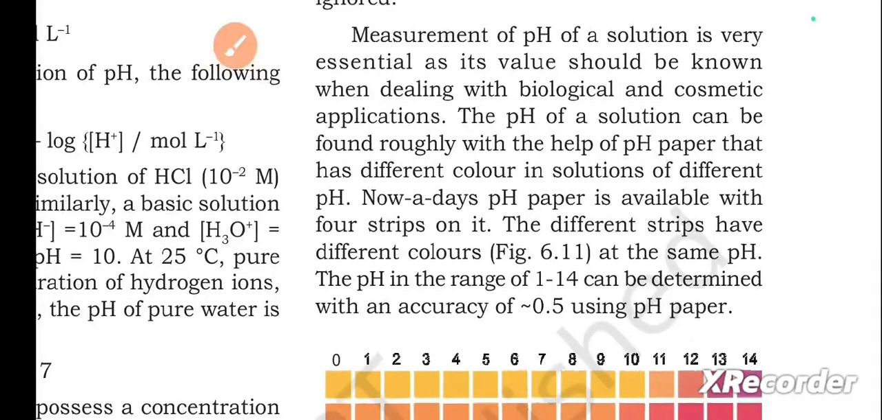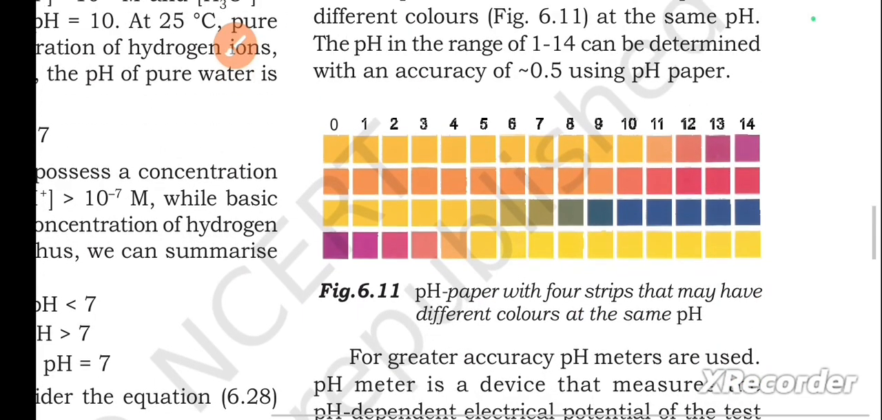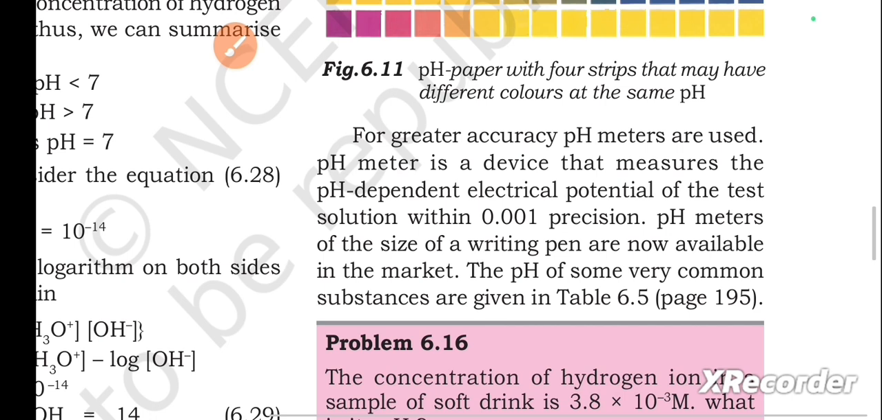The pH in the range of 1 to 14 can be determined with an accuracy of 0.5 using pH paper. For greater accuracy, pH meters are used. A pH meter is a device that measures the pH dependent electrical potential of the test solution within 0.001 precision. pH meters of the size of a writing pen are now available in the market.